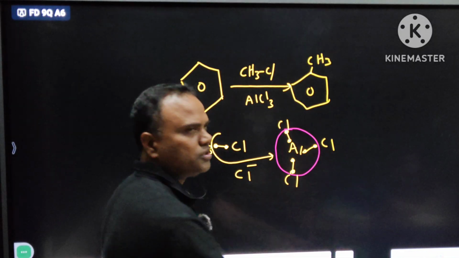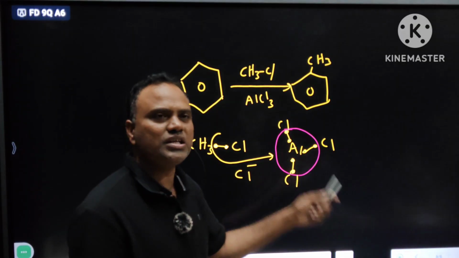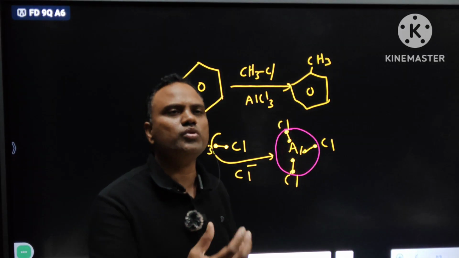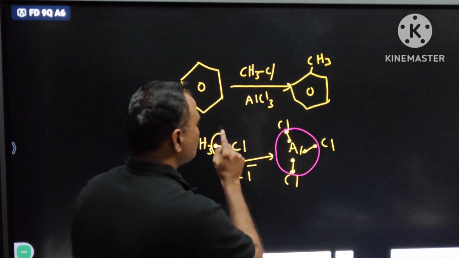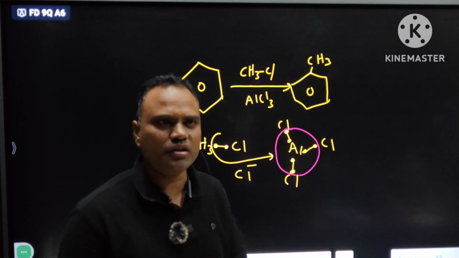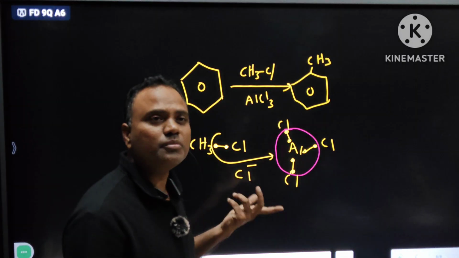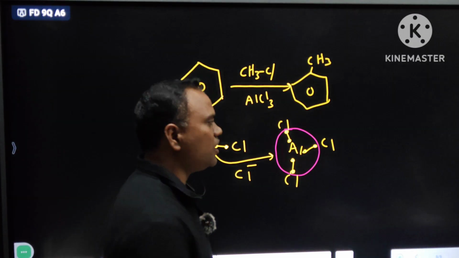Aluminum is attracting chlorine because aluminum is deficient, right? Aluminum is having only 6 electrons. It requires 2 more electrons to complete the octet. That's why chlorine is going along with the bond pair of electrons to aluminum. Then what about carbon? Carbon will get a positive charge.